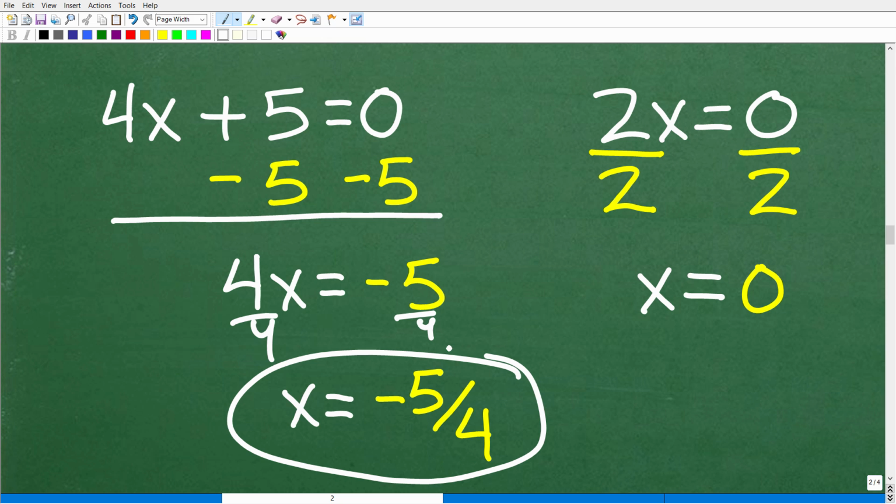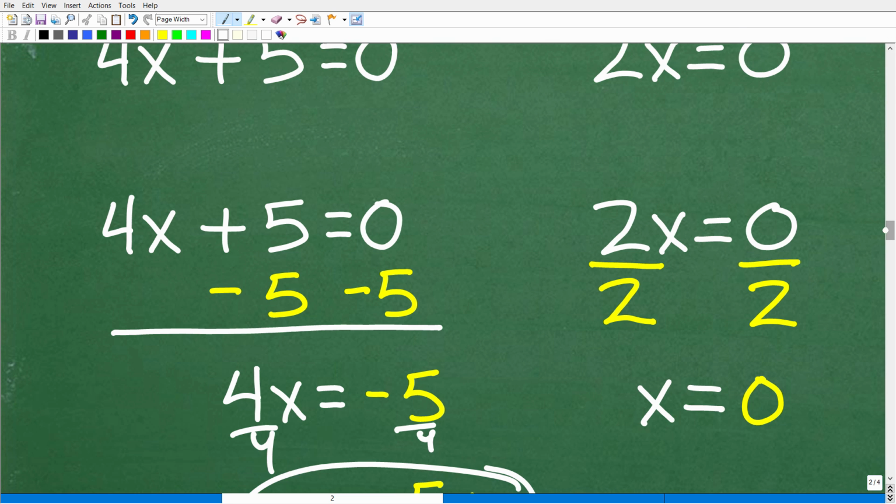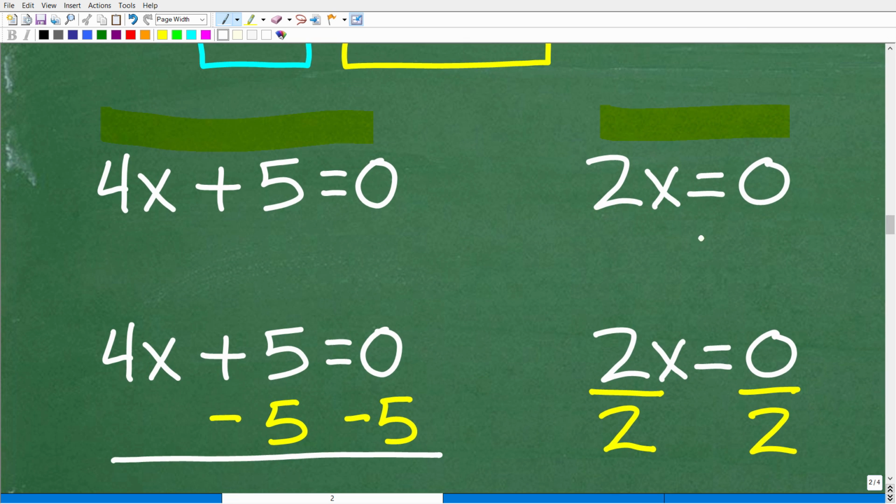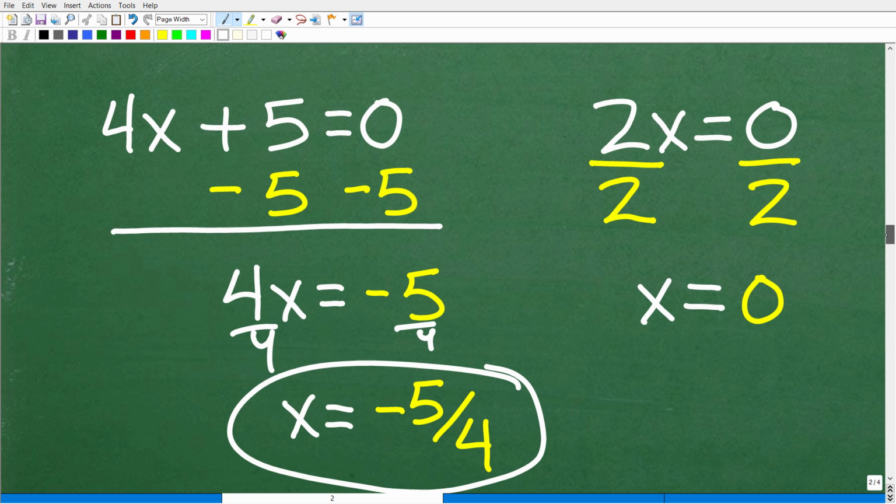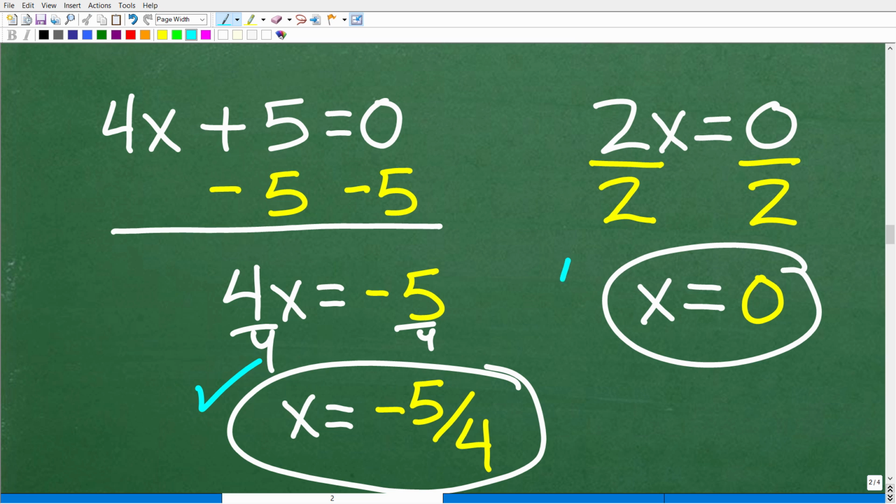So x is equal to negative 5 over 4, and here 2x is equal to 0. To solve this equation, pretty straightforward stuff. All we're going to do is divide both sides of the equation by 2. So 2 divided by 2 is 1, or 1x, and 0 divided by 2 is 0, so x is equal to 0. And look here, we have two unique solutions, okay? And this fits what we were discussing, that we always will have two solutions when it comes to quadratic equations, and here they are.